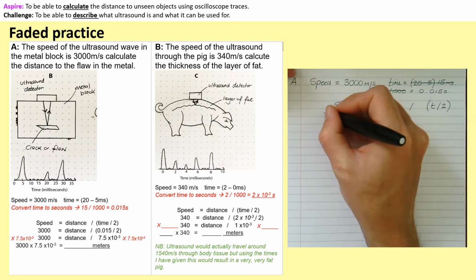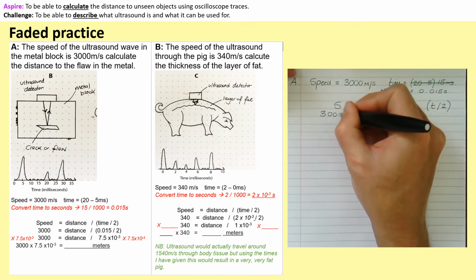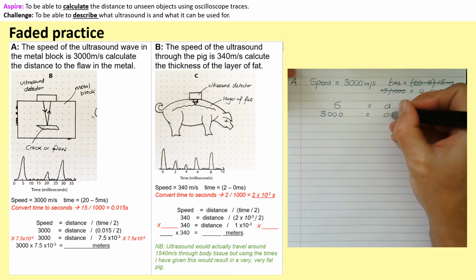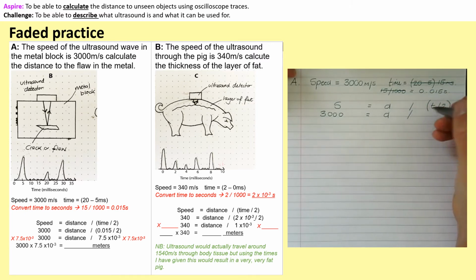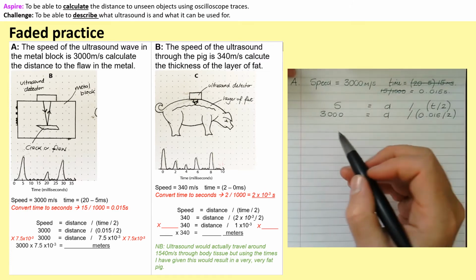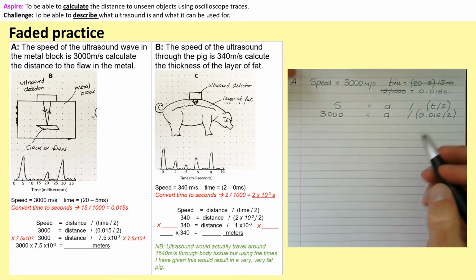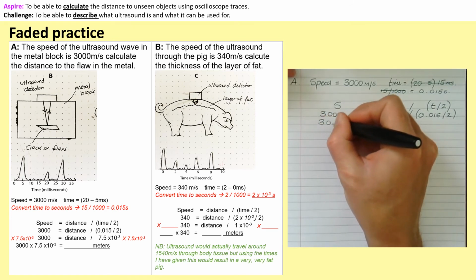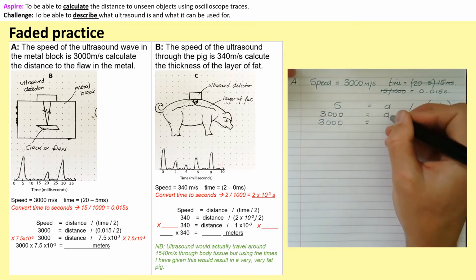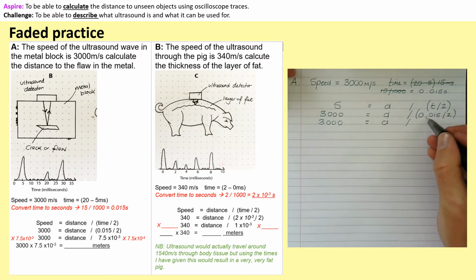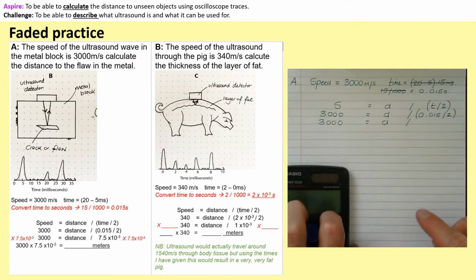So we've got 3,000 equals, distance is still unknown, divided by, following the operation down, time divided by 2. So our time is 0.015 divided by 2. Put it in brackets because we have to do that first. So it's a good idea now to simplify. So we've got 3,000, that remains unchanged. Distance, we still don't know. But this bit we've got a sum that we have to do here. So we're going to do that sum.